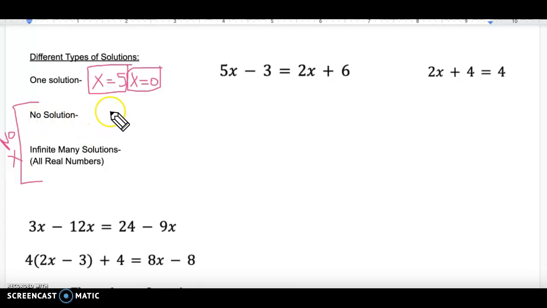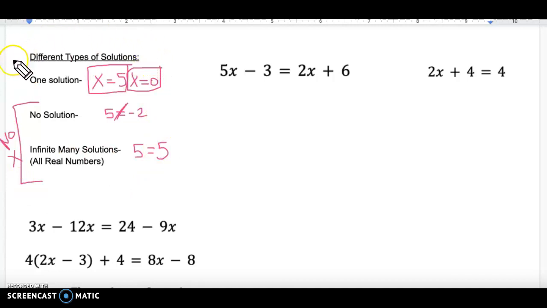For instance, no solution, you'll get left with something like 5 equals -2. 5 does not equal -2, so therefore that's why this is no solution, because you're going to end up with two numbers that don't equal each other, as opposed to infinite many solutions where you are going to end up with a number that equals itself. So you'll end up with a number like 5 equals 5, which yes, 5 does equal 5, therefore any number I pick is going to be a solution. So that's how we can tell the difference.